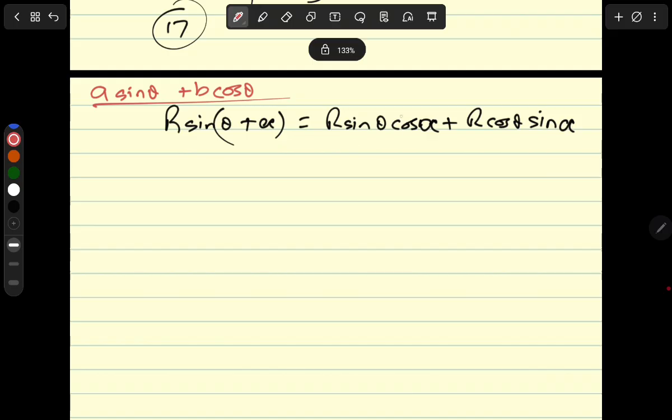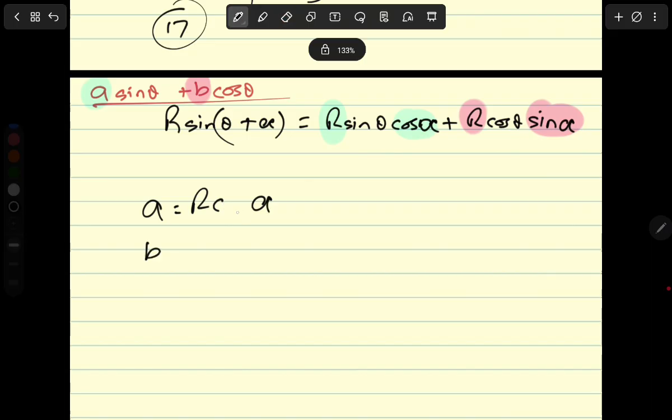So I compare r cos alpha with the coefficient of sine theta, which is a, so a is equal to r cos alpha, and I compare the coefficient of cos theta, which is r sine alpha, with the coefficient of cos theta, which is b. So what do I get? I get the result, which is a is equal to r cos alpha, and b is equal to r sine alpha. Okay, exactly the same idea, only the expansion changed.